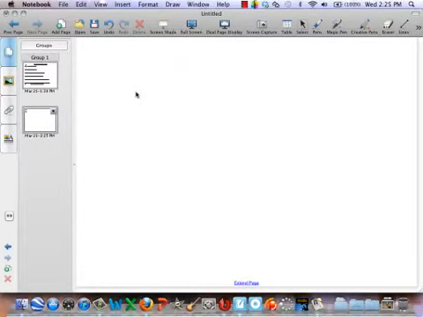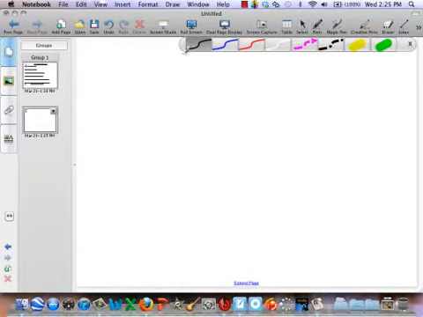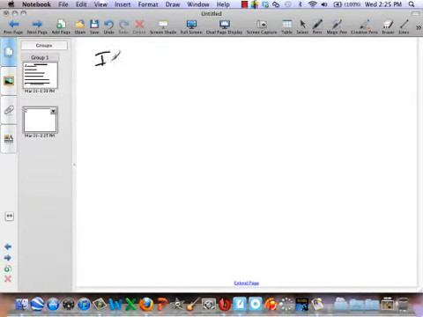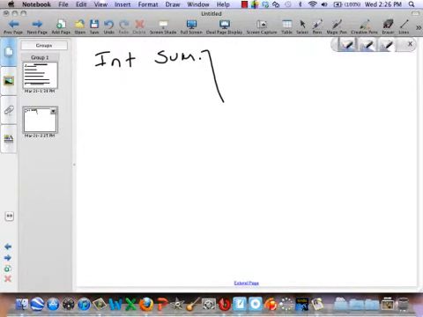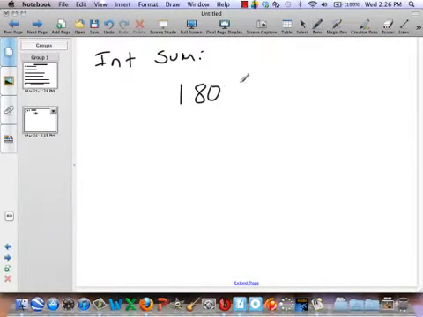So we have this formula, which I call the interior sum formula. So the interior sum for any polygon is 180 times n minus 2. So this is actually kind of a neat thing to be able to do.